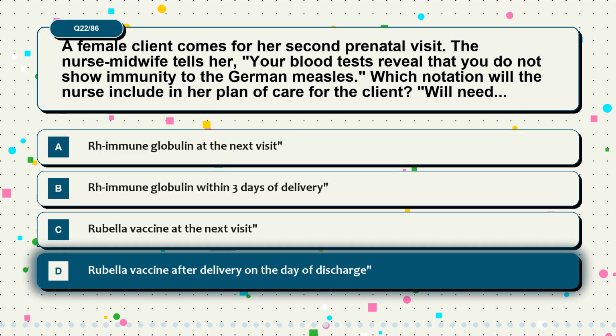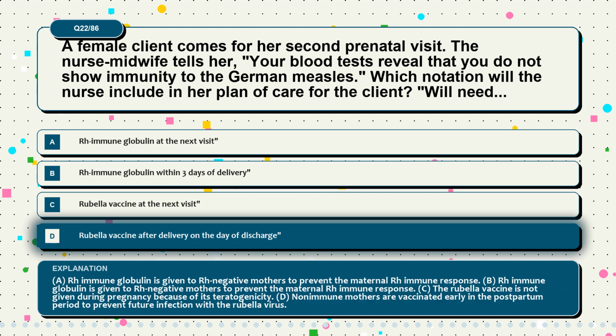The correct answer is option D. Rubella vaccine after delivery on the day of discharge. A. Rh immune globulin is given to Rh-negative mothers to prevent the maternal Rh immune response. B. Rh immune globulin is given to Rh-negative mothers to prevent the maternal Rh immune response. C. The rubella vaccine is not given during pregnancy because of its teratogenicity. D. Non-immune mothers are vaccinated early in the postpartum period to prevent future infection with the rubella virus.